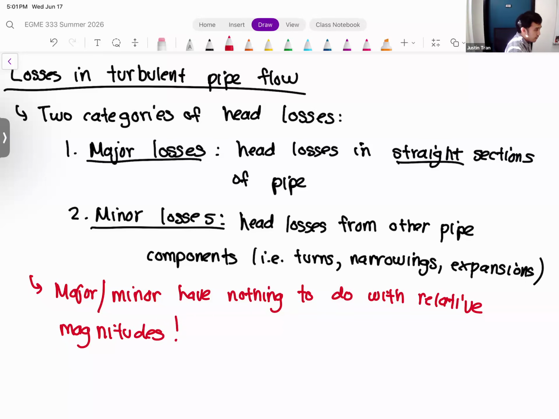So you're going to do problems. In fact, we're going to do examples, maybe not today, but maybe tomorrow, where the minor losses are much bigger than the major losses. And that's very common, and that's very normal. So don't be alarmed by that. But both of these combine together to form the head losses in the fluid.